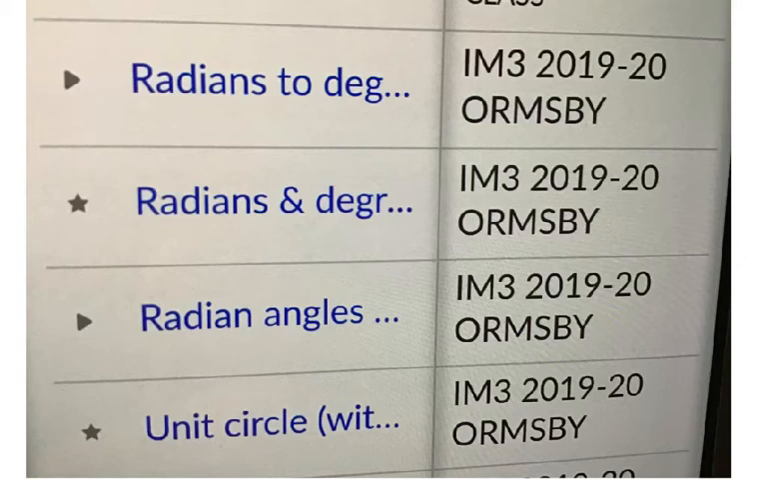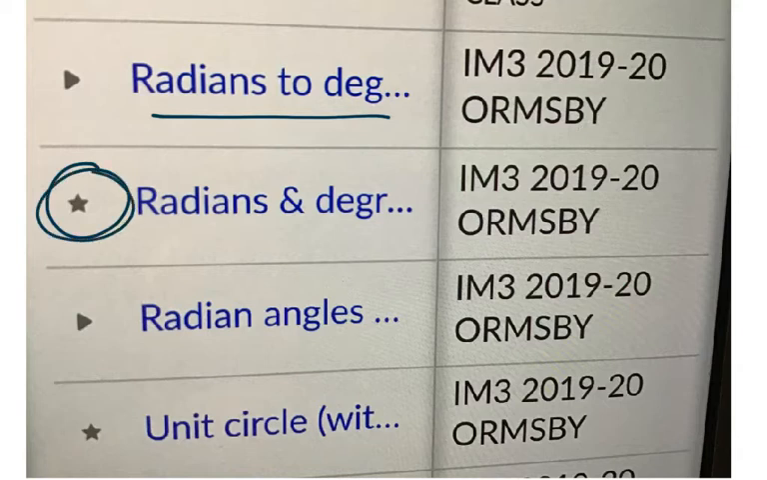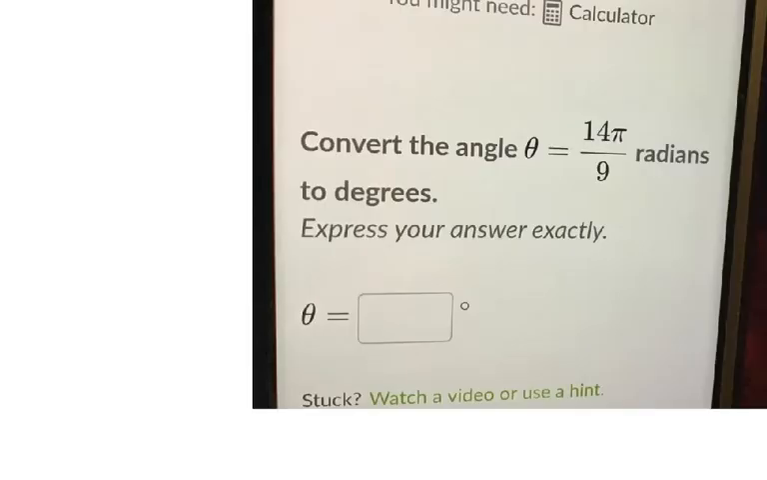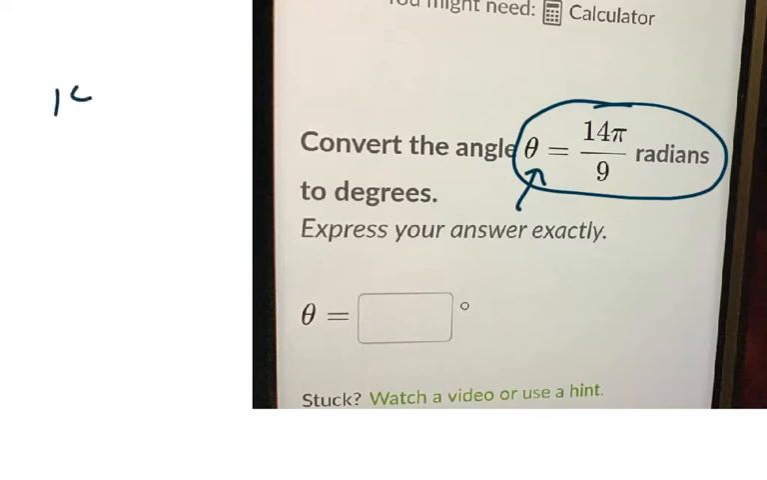And as you can see, after radians and degrees, there is a star, which means it's practice problems. So I went ahead and clicked on that. And, of course, I'm ready to do 4 questions on radians to degrees to radians. So on number 1, they gave me theta, the angle, to be 14 pi over 9 radians. So let's write that down over here, 14 pi over 9 radians. Now they want us to convert it to degrees.